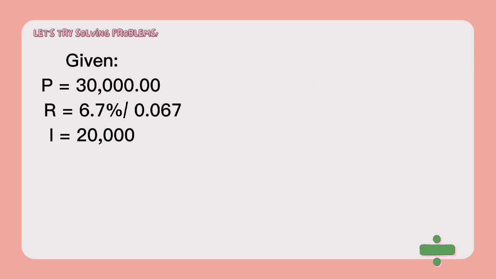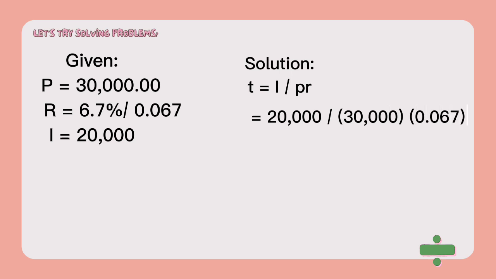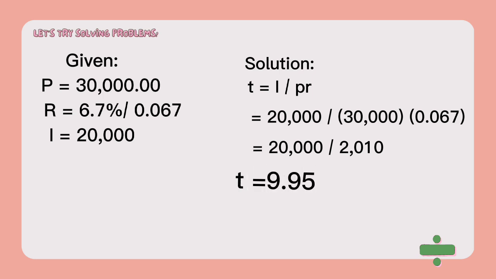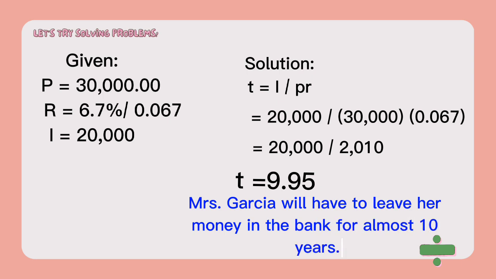Now let's solve the problem. So we have the formula time is equal to interest divided by principal times rate. Now let's distribute all the given here. We have 20,000 peso divided by 30,000 peso times 0.067. Now let's solve first those in parentheses. 30,000 peso times 0.067 is 2,010. So we have 20,000 peso divided by 2,010, and the answer is 9.950. Therefore, Mrs. Garcia will have to leave her money in the bank for almost 10 years.